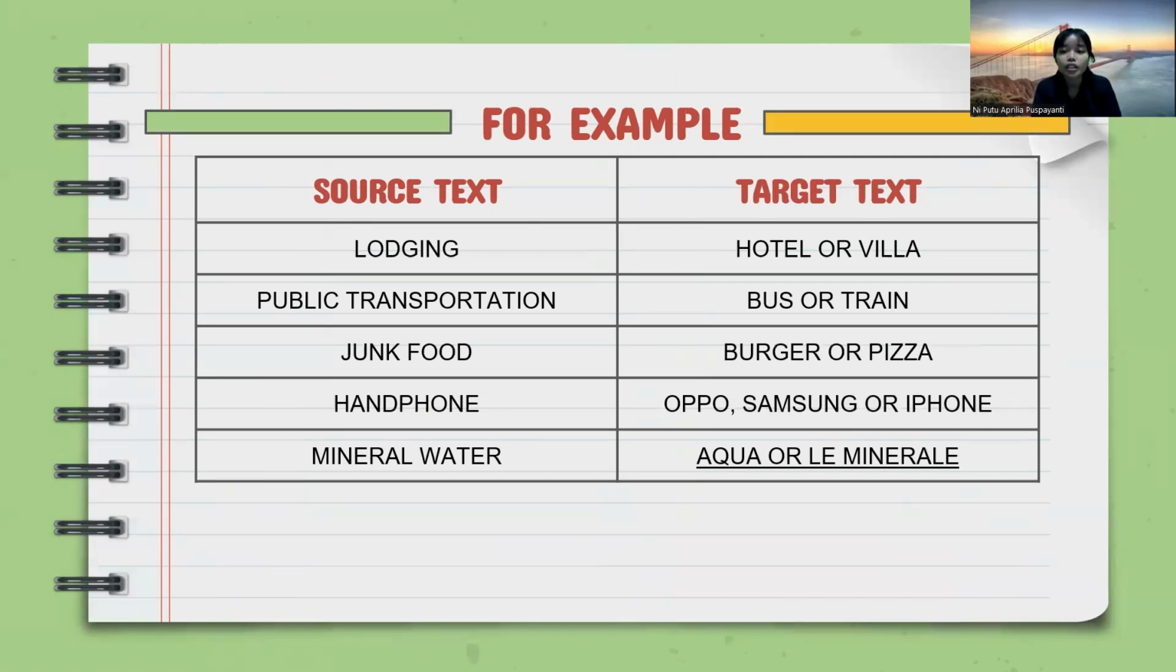So here are some examples of this technique. First one is lodging, as source text, and the target text is hotel or villa. Number 2 is public transportation and the target text is bus or train. Number three is junk food, and the target text is burger or pizza. Number four is handphone, and the target text is Oppo, Samsung, or iPhone. And the last one is mineral water, and the target text is aqua or le mineral. As you can see, in this technique, we translate a word that was originally general into a more specific one.